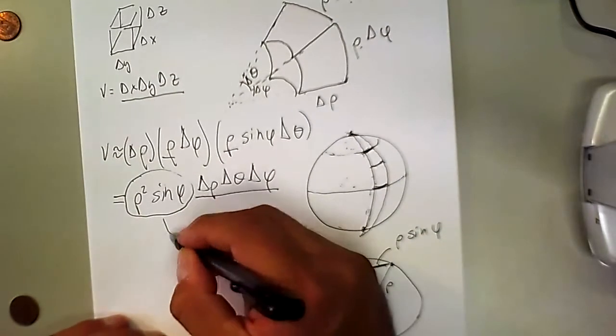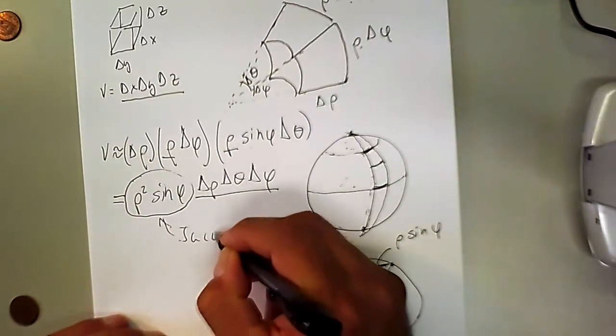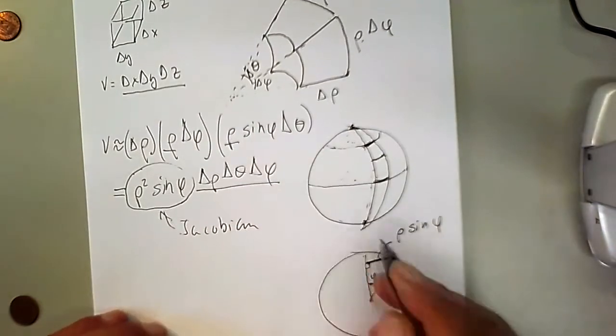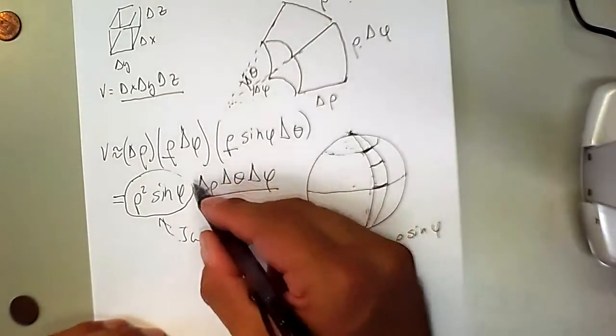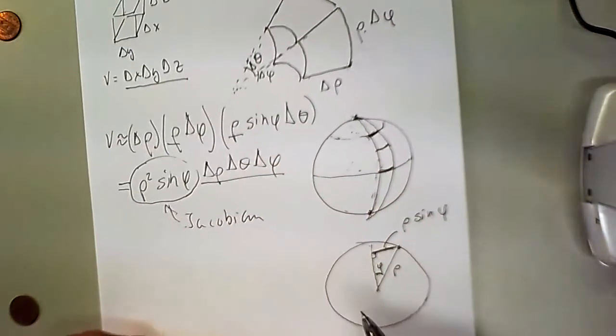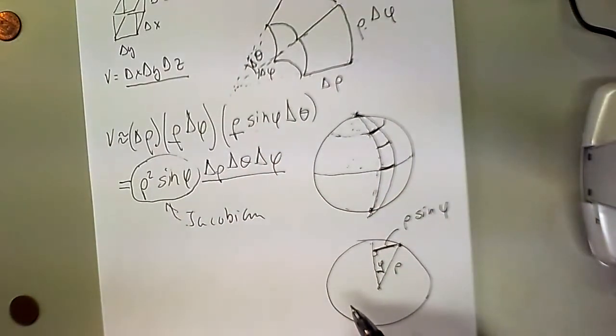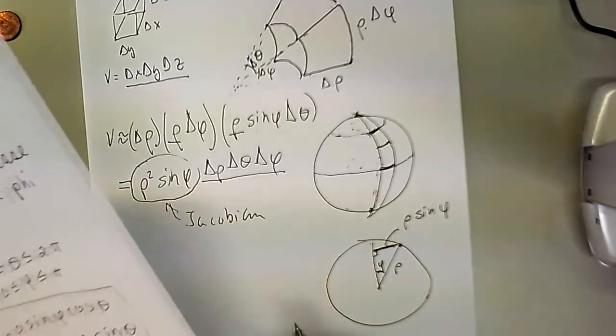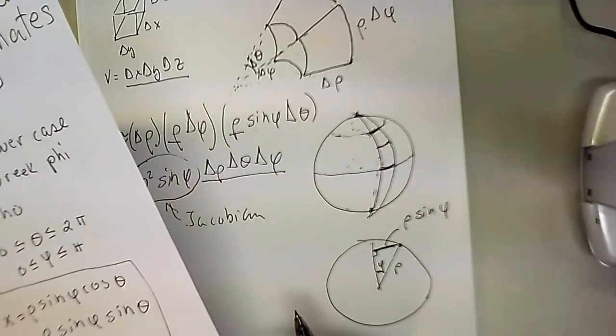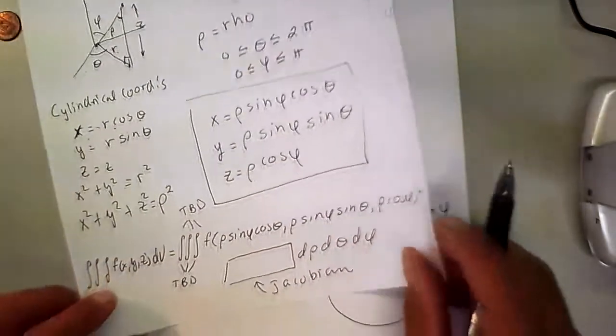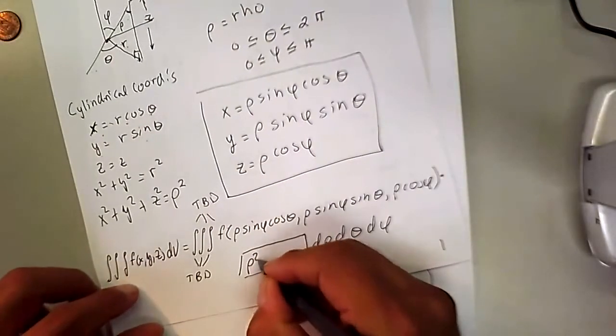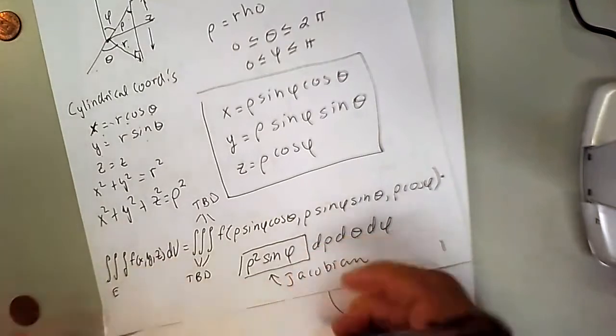So this is the Jacobian, what we need to include to be able to use those as differentials. So we put that here, rho squared sine phi.